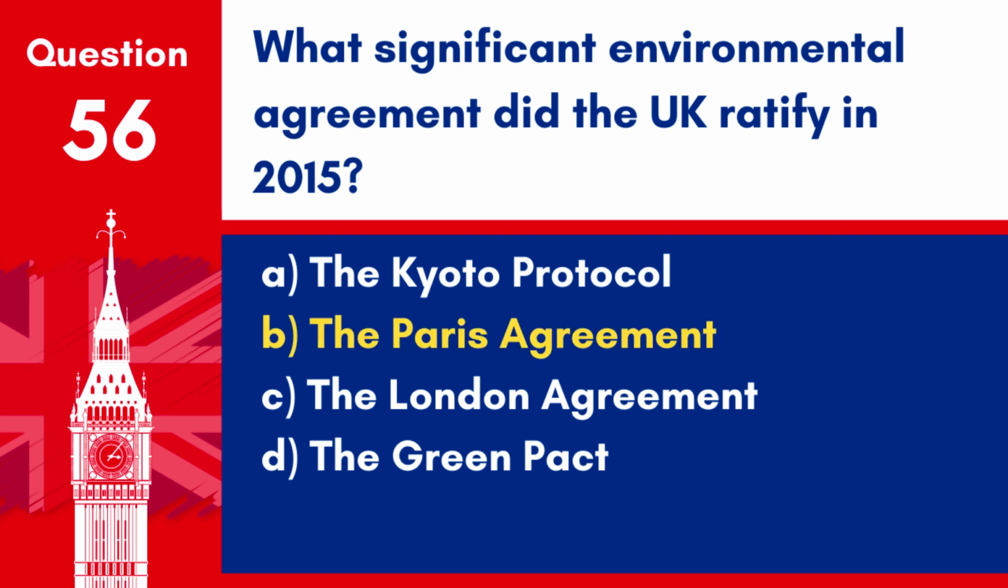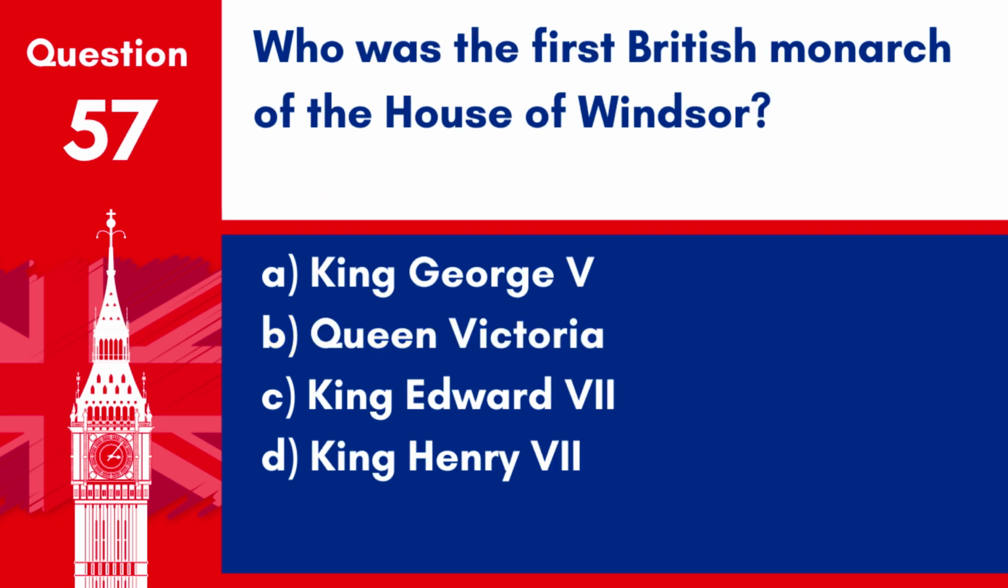Answer: B. The Paris Agreement. The UK ratified the Paris Agreement in 2015, committing to combat climate change by reducing carbon emissions. Question 57. Who was the first British monarch of the House of Windsor? A. King George V. B. Queen Victoria. C. King Edward VII. D. King Henry VII.